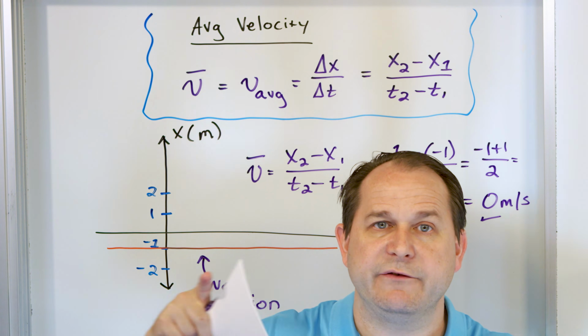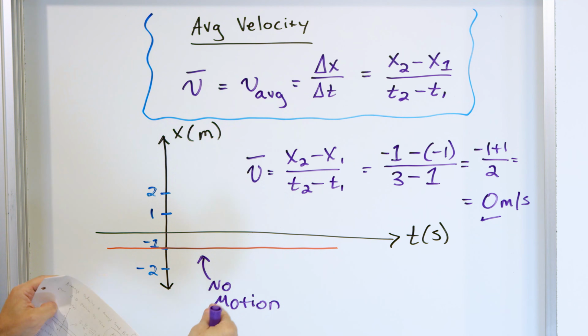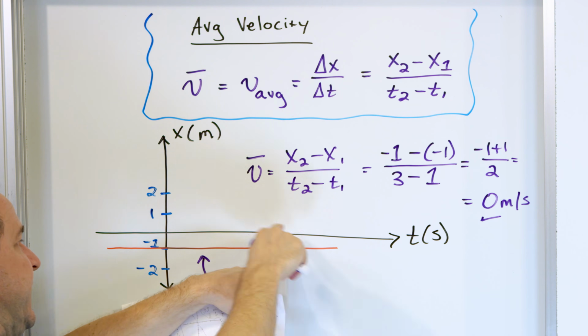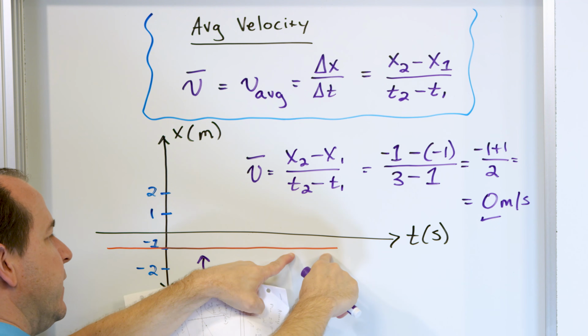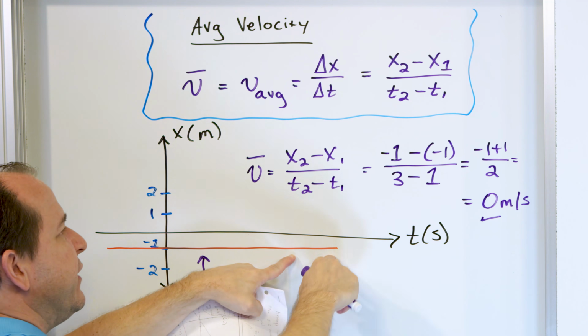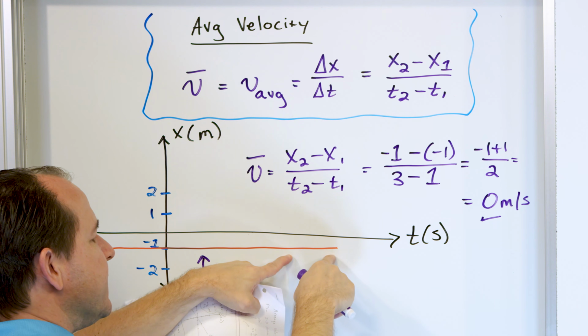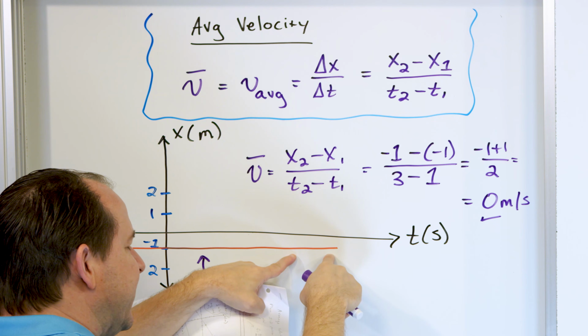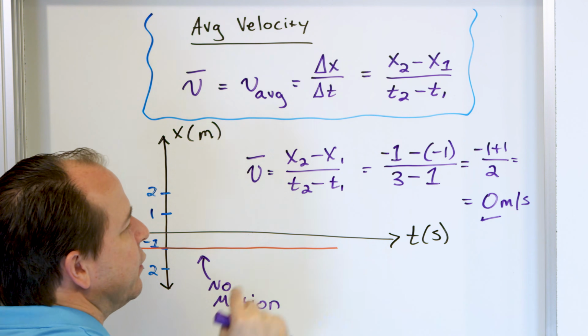Now what happens if we pick a different 2 points in time? Let's pick, I don't know, these 2 points in time over here. Well, the final position is still at -1. The initial position here in x is still -1. So the numerator is the same. The bottom might be different points in time, maybe 7 seconds minus 5 seconds, let's say, but the numerator is still going to be 0.